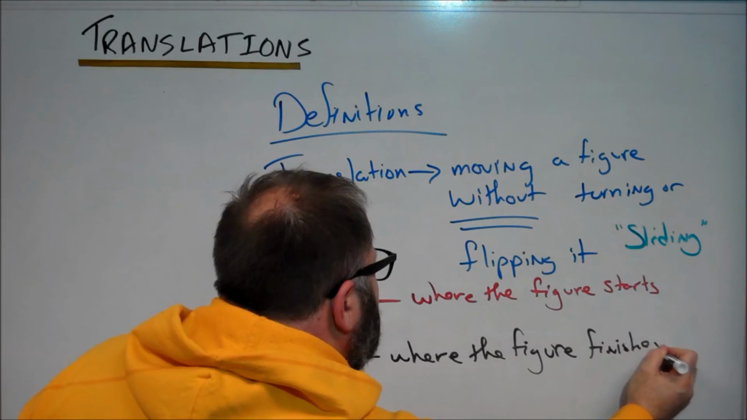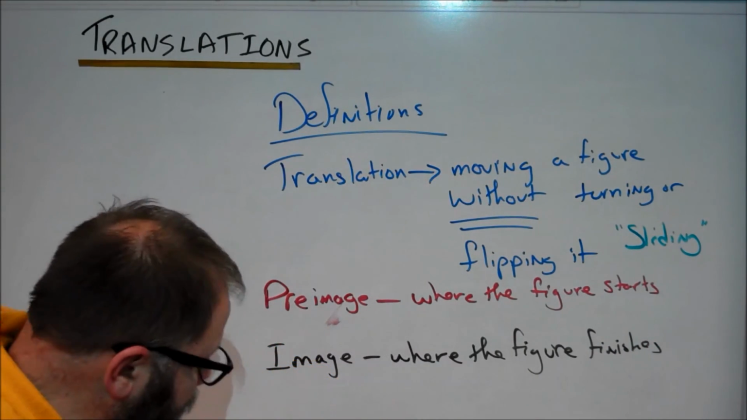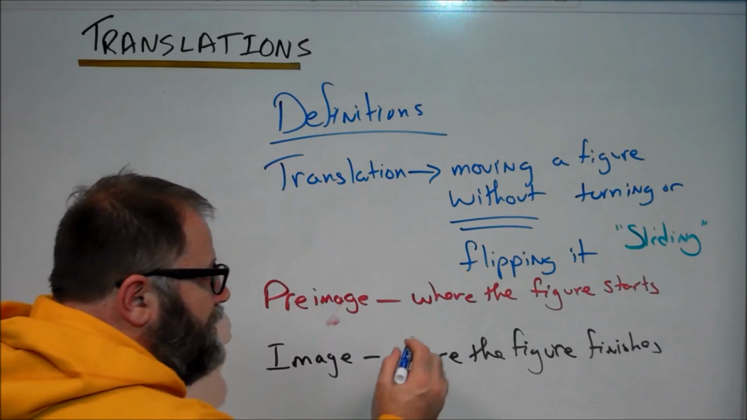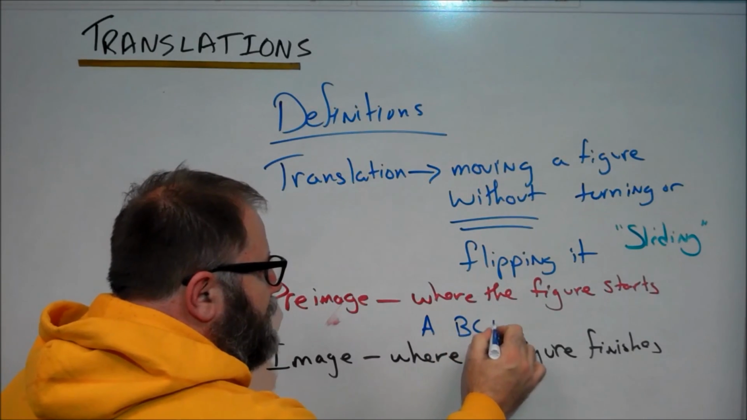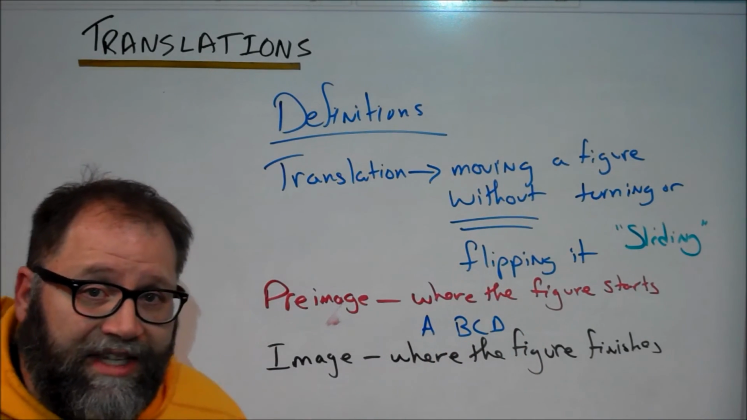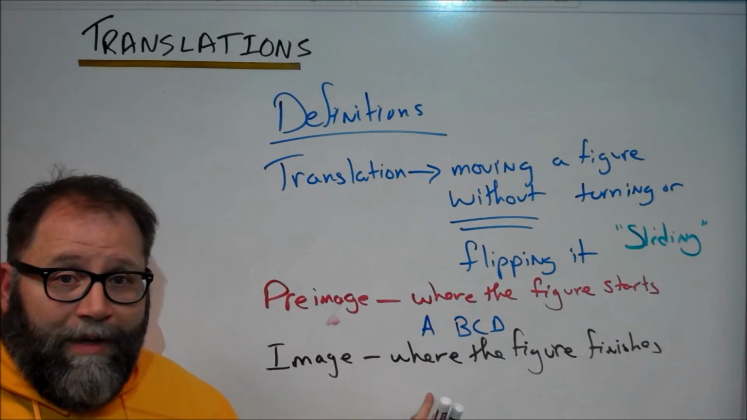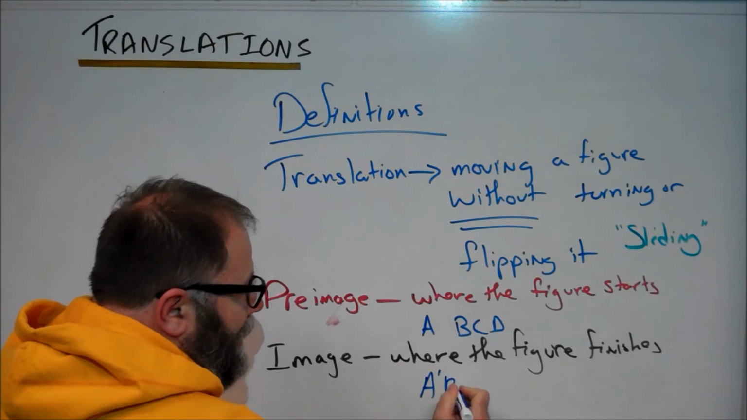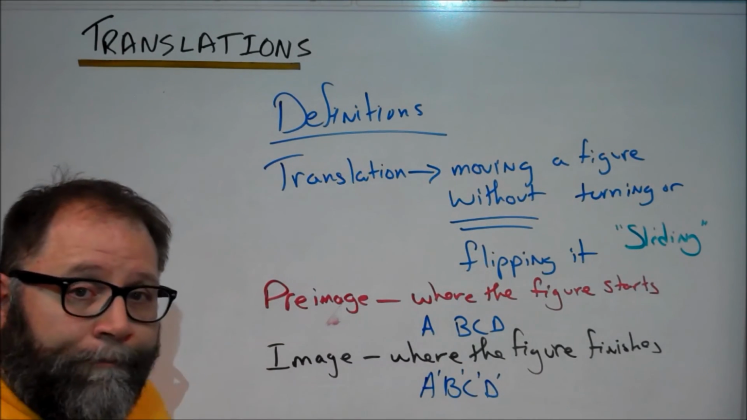Now I left a little space here. And the reason I left some space is that, let's remind ourselves how we label both of those things. So when we label the pre-image, we just label the points as such. So if this was rectangle ABCD, that's how we would label it. When we get to the image, we would label it as rectangle A prime, B prime, C prime, D prime.